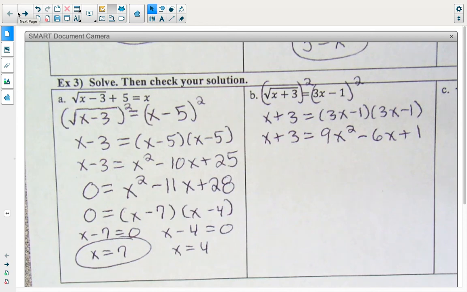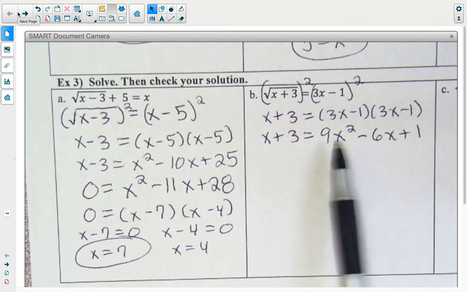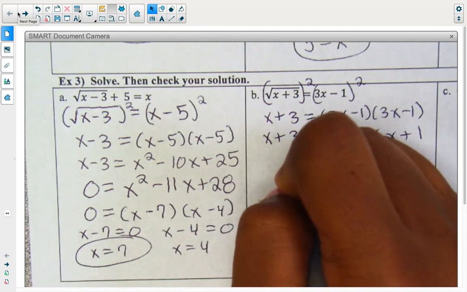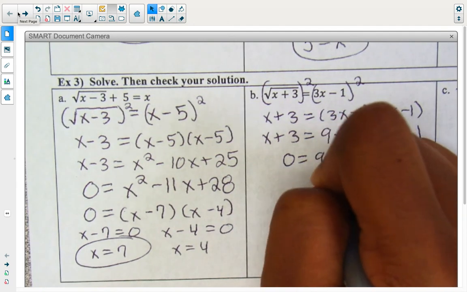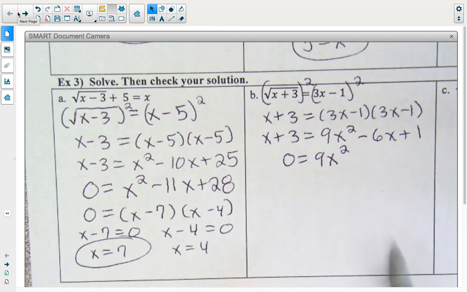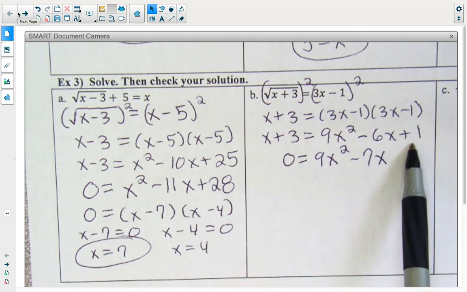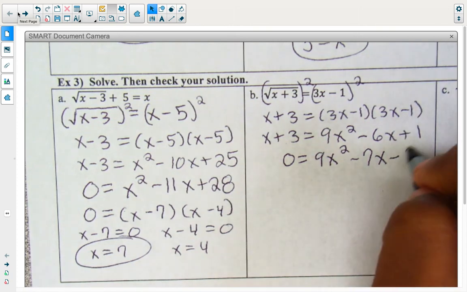So box or distributive property, if you need to flip back in your notes from when we did that, there's nothing wrong with that. From here, I'm going to move everything over to one side of my equal sign, and I'm going to factor it. So I'm going to subtract x and subtract 3 and move that with my like terms over here. So that's going to give me 0 equals 9x squared. Subtract x gives me negative 7x. Subtract 3 gives me negative 2.